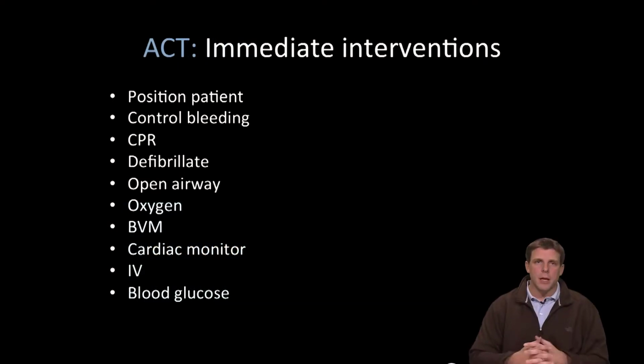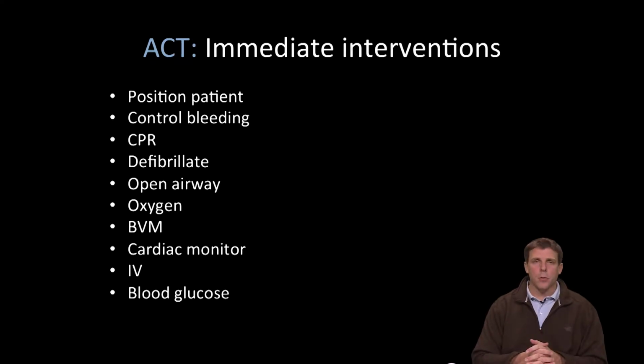So when we consider our immediate interventions, we can do several things, and many times these are important to perform early in the interaction with the patient because they can be stabilizing and potentially life-saving. A few of the immediate interventions that we perform in emergency medicine are listed here. We may position the patient to allow them a greater degree of comfort or to improve circulation. We may also control bleeding by applying pressure to a site that is bleeding.